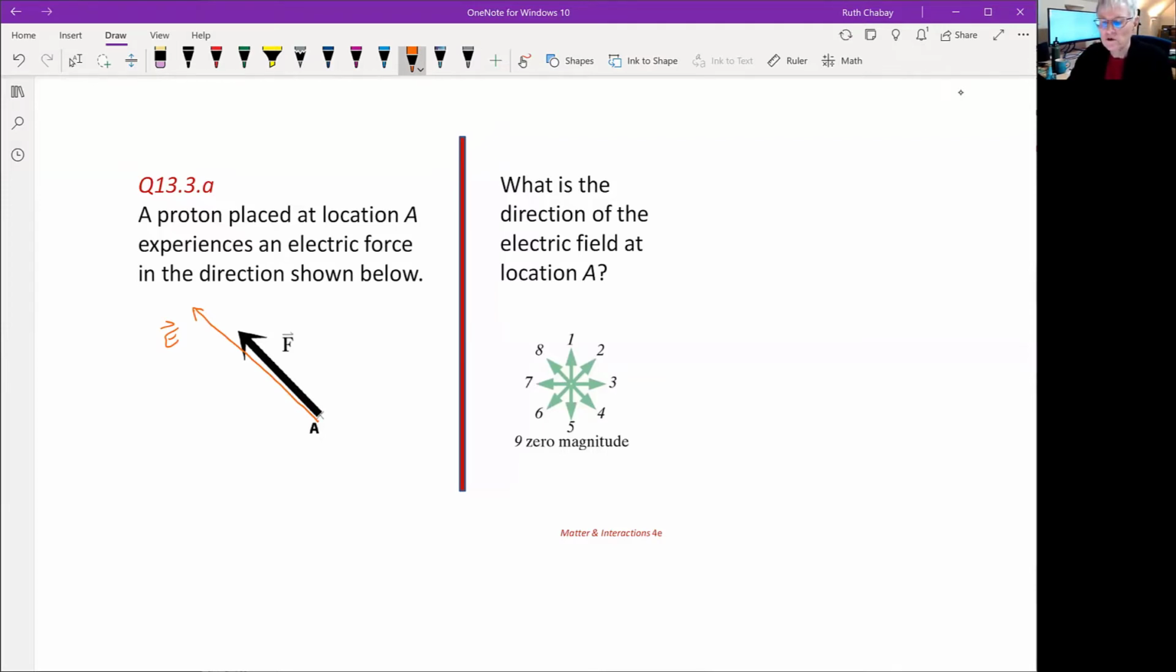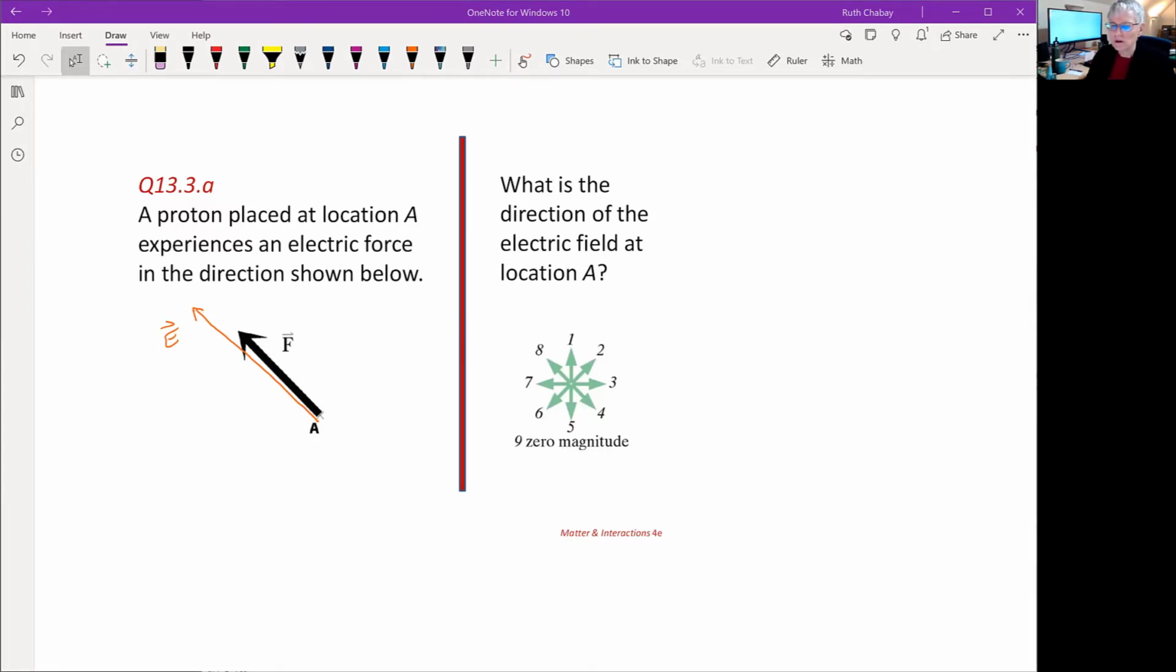Now, when we draw fields and forces, we need to be fairly careful about where we put the tail of these arrows. The reason is that a field at one location in space has a completely different value from a field in another location in space. So we really want to make sure that we're indicating the location in space that we're talking about.